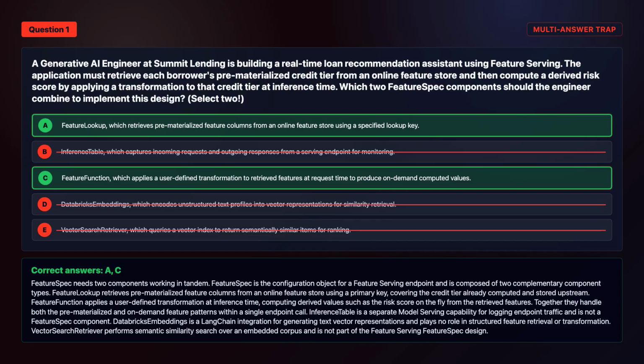Inference table is a separate model serving capability for logging endpoint traffic and is not a feature spec component. Databricks embeddings is a LangChain integration for generating text vector representations and plays no role in structured feature retrieval or transformation. Vector Search Retriever performs semantic similarity search over an embedded corpus and is not part of the feature-serving feature spec design.